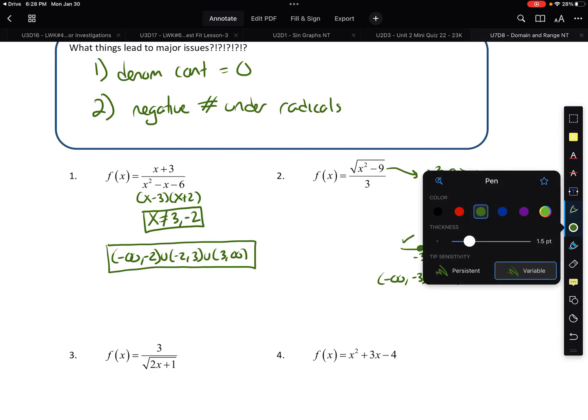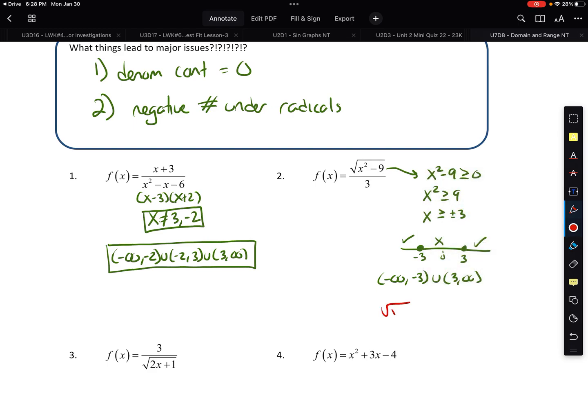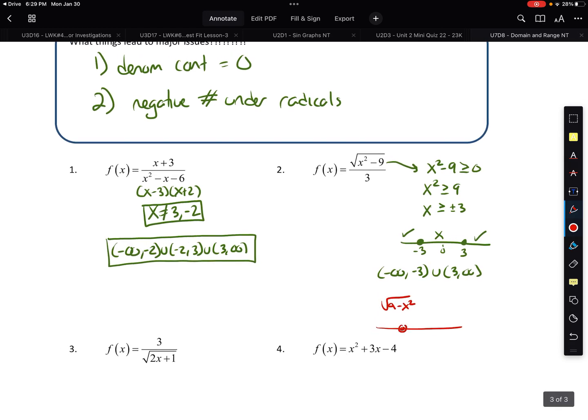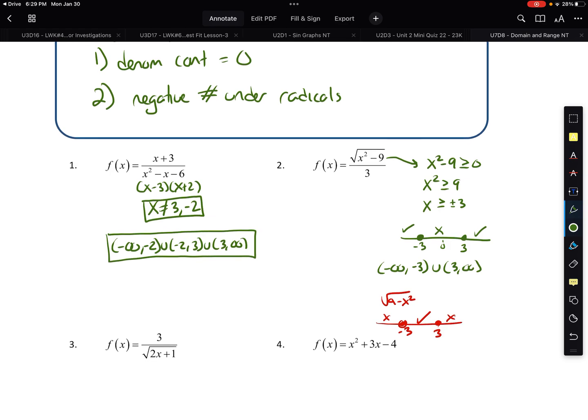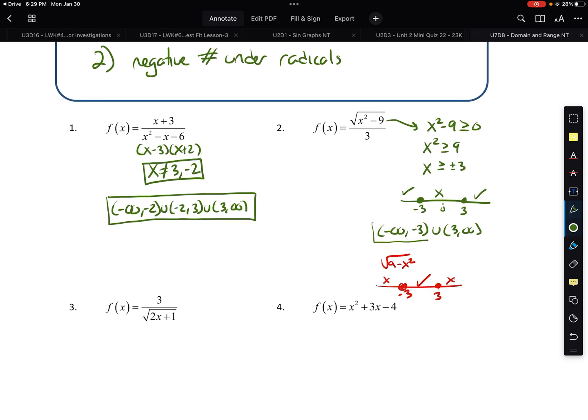Now if we flipped it around, let's say we had rad of 9 minus x squared, we would figure out in this case that we would get negative 3 and 3, they still work. But in this situation, numbers between work, numbers outside don't. They give us negatives. So you can always make that number line to mathematically figure out what's going on. Okay, so let me circle that answer.